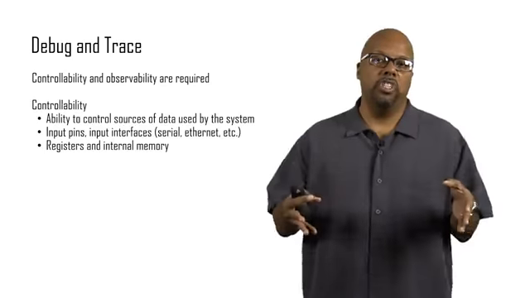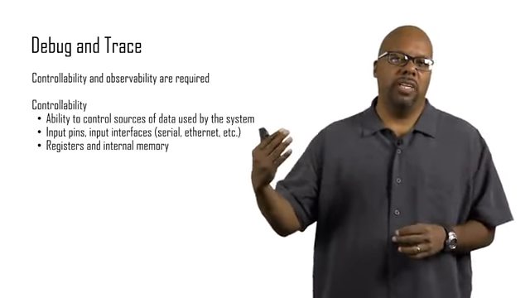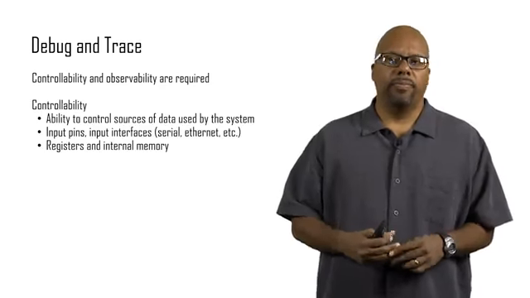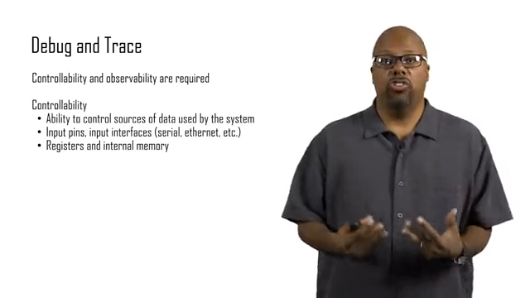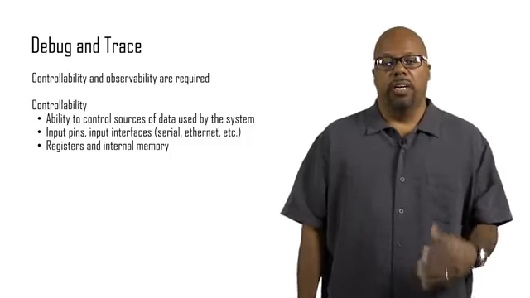It gives you much more precise control over the behavior of the system, because doing it through the input pins can be indirect. But optimally, that's what you would like. So that's controllability. Controllability allows you to do testing, to test certain circumstances that you think might be causing a bug, or triggering a bug at any rate.